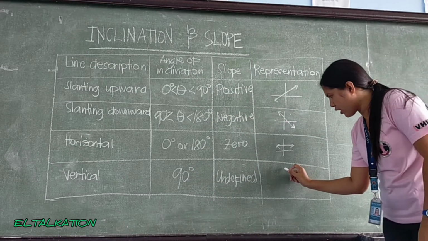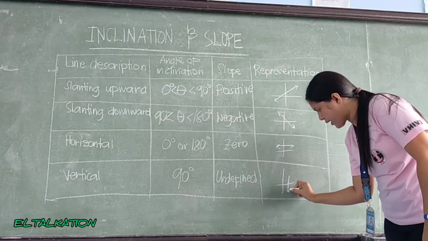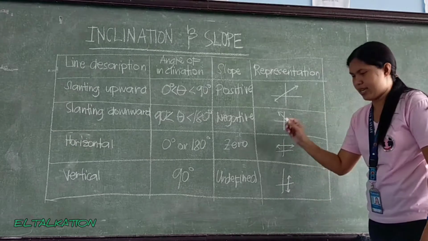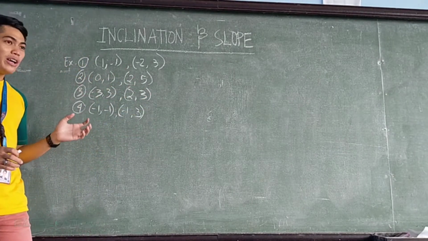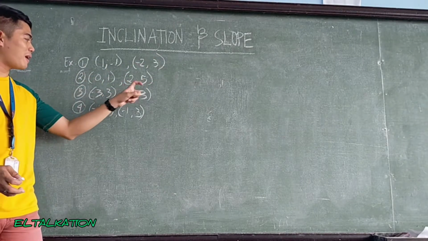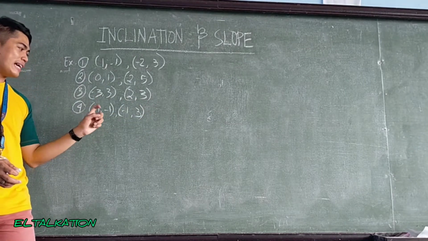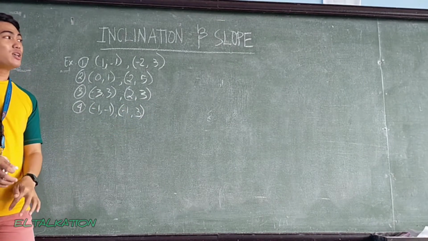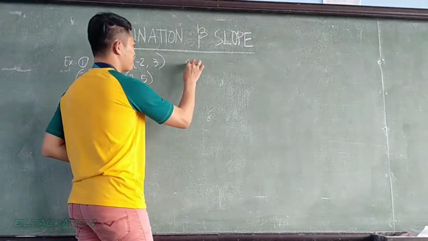Then the representation, so straight line. So let's have an example. Given these points: 1, negative 1; negative 2, 3; 0, 1; 5, negative 3; 3, 2; positive 3, negative 1; negative 1, negative 1, and 3. So let's have first the slope formula.